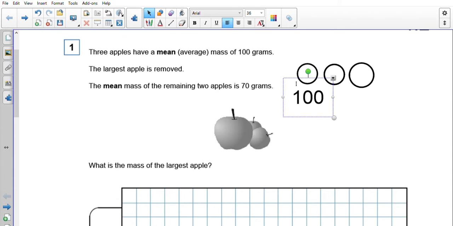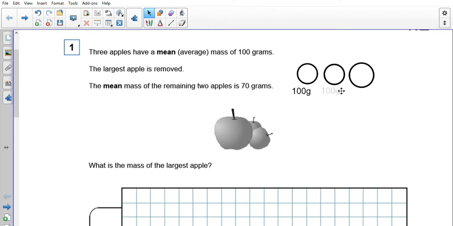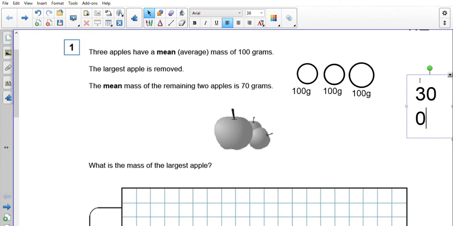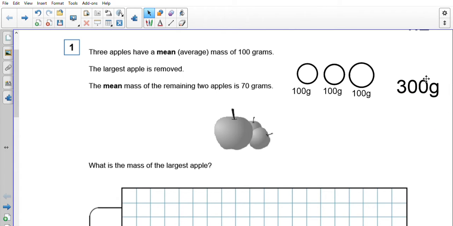So the first one would be 100 grams here. And then my next ones would be 100 grams too. So that would be 100 grams, and that would be 100 grams, because that's the average mass, and there are 3 of them. My total mass of my apples would be 300 grams. Like that, if we worked on the average, that's how that works. I don't know the mass of the individuals, but on average they're 100 grams, which means the total mass of my 3 apples has to be 300 grams.